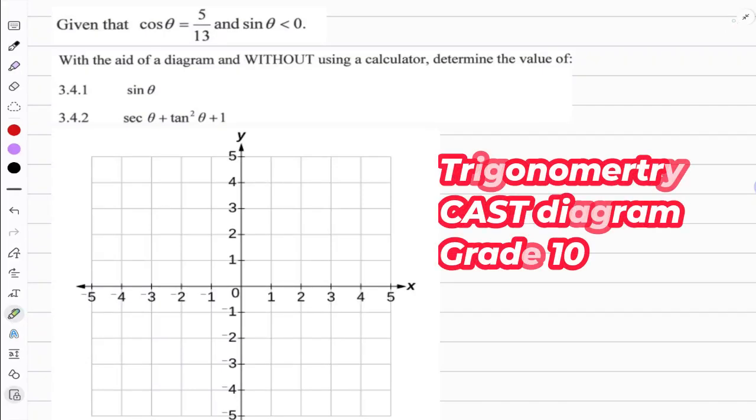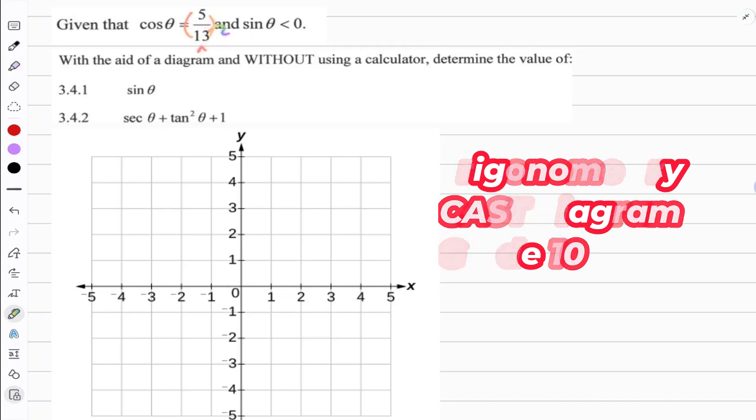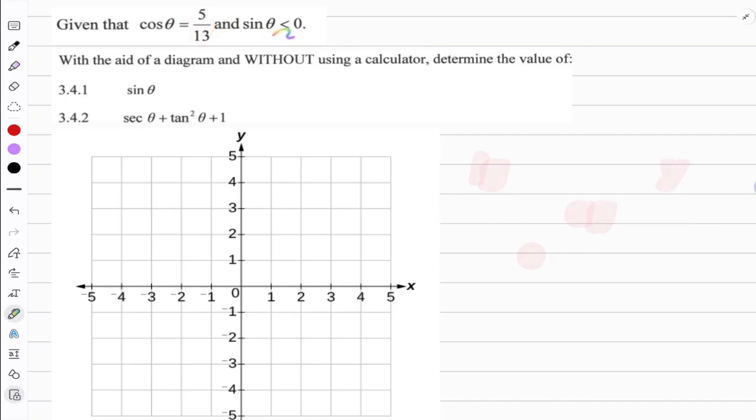So in today's lesson we focus on the cast diagram. It says that given that cos theta is 5 over 13 and cos theta is positive and sin theta is smaller than 0, this means that sin theta is negative. With the aid of a diagram and without using a calculator, determine the value of sin theta, sec theta plus tan squared theta plus 1.